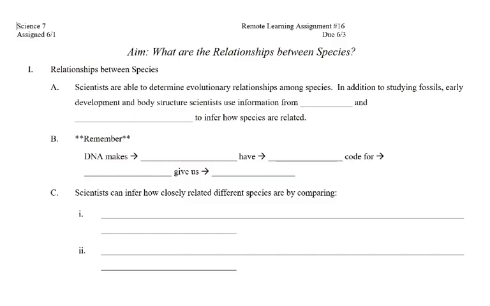Aim. What are the relationships between species? Scientists are able to determine the evolutionary relationships among species. In addition to studying fossils, early development, and body structure, scientists use information from DNA and protein structures to infer how species are related. Remember, DNA makes chromosomes, which have genes, which code for proteins and give us our traits.